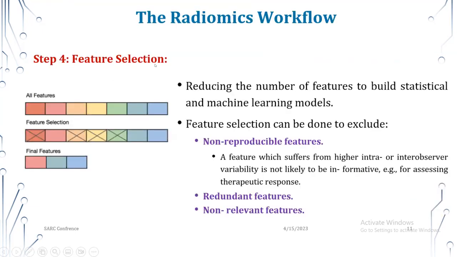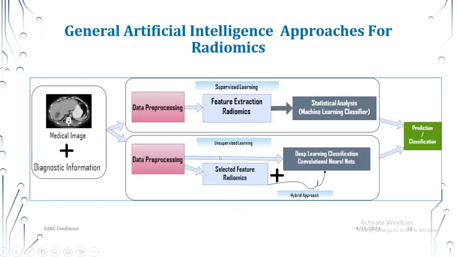Then we can use feature selection to, for example, remove redundant data or non-relevant features before analyzing this data using deep learning algorithms. And here are the general artificial intelligence approaches for radiomics. After acquiring the image and extracting the features, comes data pre-processing, which means preparing the data for the analysis. Then we can input this data into machine learning or deep learning models for prediction or classification.